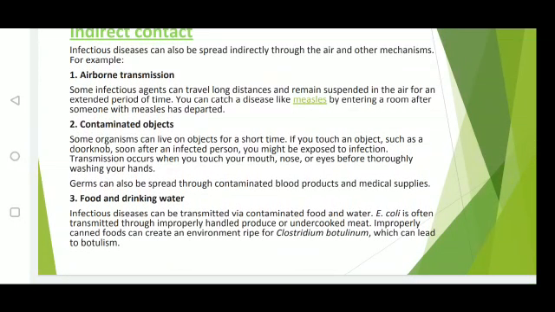For example, E. coli is often transmitted through improperly handled produce or uncooked meat. Here they have given us meat. If you do not cook meat properly, microorganisms will be there. These microorganisms will enter your body and multiply and you become an infected person. And even water: if you are not boiling the water properly, the bacteria will be present in it. By consuming that, you also become infected.